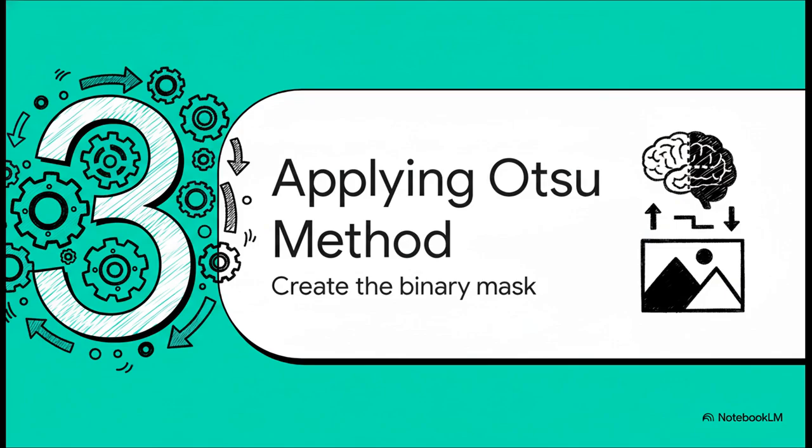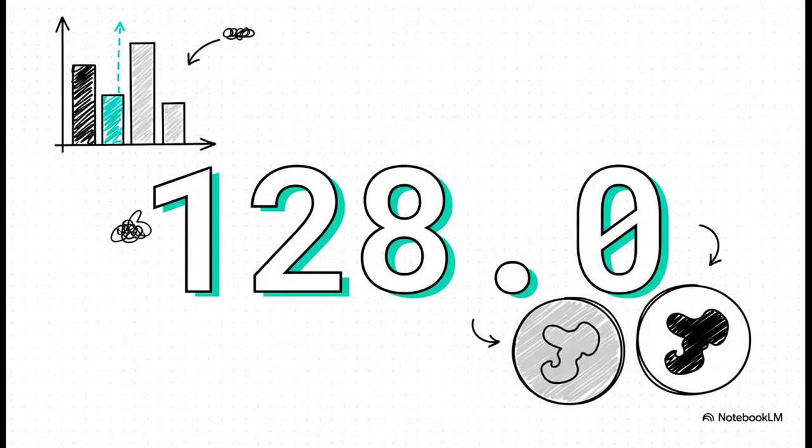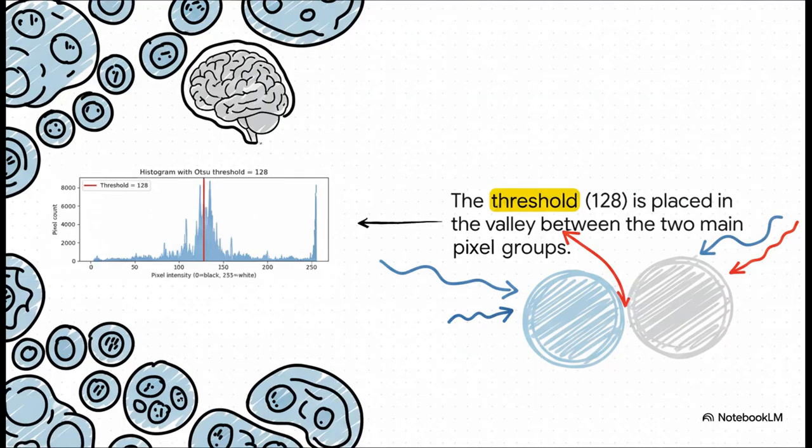So let's go ahead and run the algorithm and see what number it comes up with to create our mask. And there it is. The algorithm crunched the numbers from that histogram and decided the best possible threshold is exactly 128. That's our magic number. Any pixel darker than 128 becomes black, and any pixel brighter becomes white. Simple as that. And if we look at our histogram again, you can see exactly why it chose that number. That red line at 128 falls perfectly in the valley, right between those two main clusters of pixels. I mean, it absolutely nailed it.